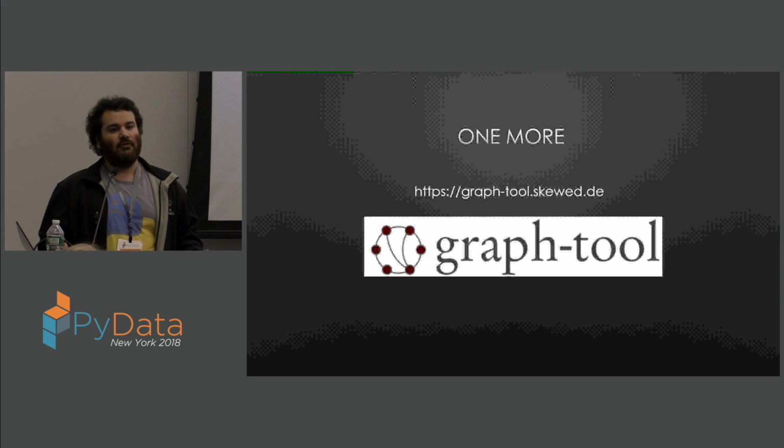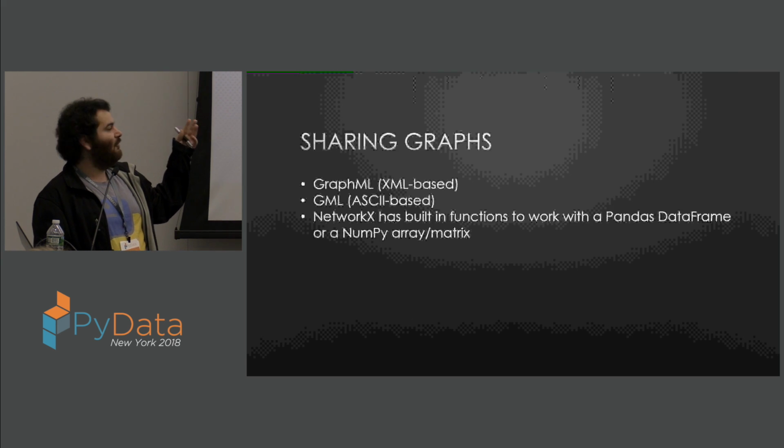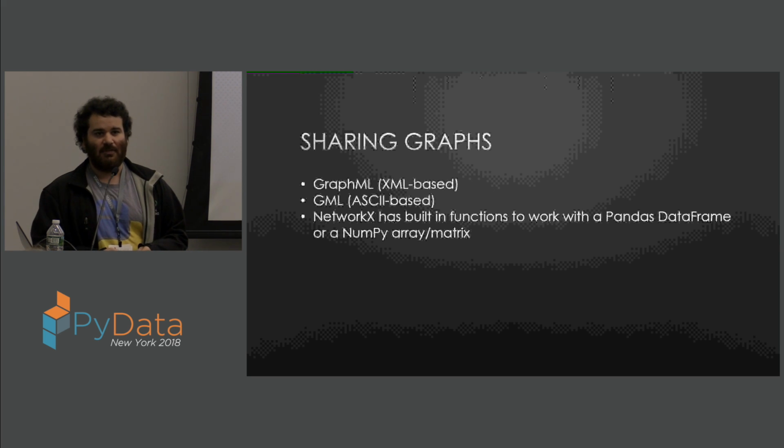So there's a couple different ways we can share graphs once we've created them. This GraphML versus GML sort of solve the same problem, just one's ASCII based and one is XML based. It's really up to you which one you want to use based on your preference. Like I said, with NetworkX, you can actually pass in adjacency matrices using NumPy or using pandas. So that is one nice thing.